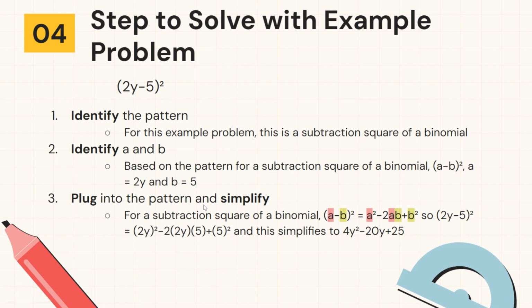Plug into the pattern and simplify. For a subtraction square of a binomial, (a - b) squared equals a squared minus 2ab plus b squared. So (2y - 5) squared equals (2y) squared minus 2 times 2y times 5 plus 5 squared. And this simplifies to 4y squared minus 20y plus 25.